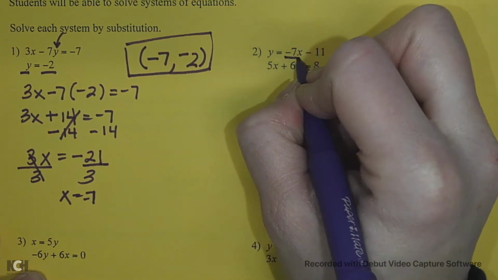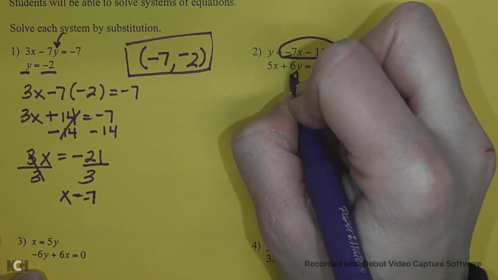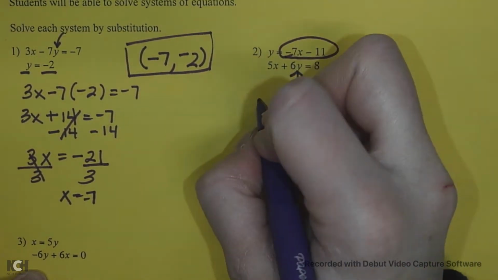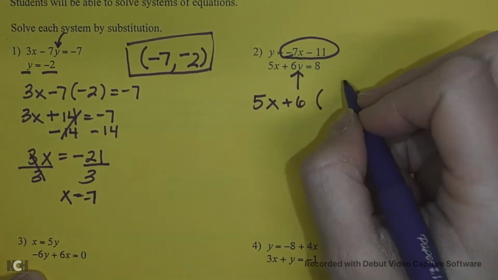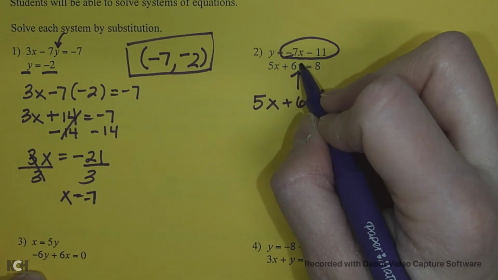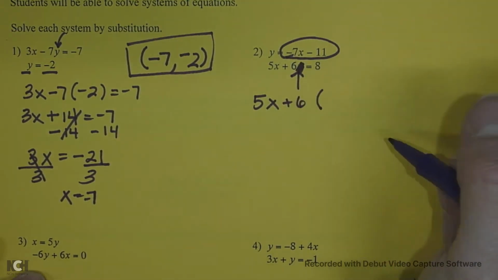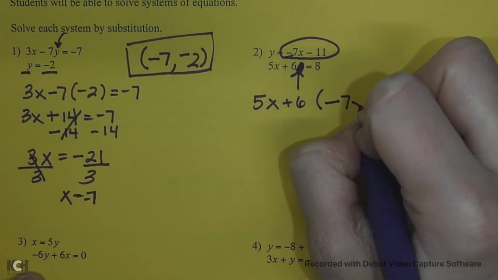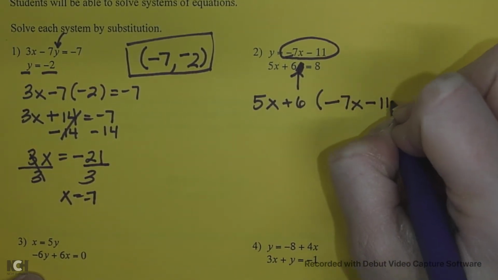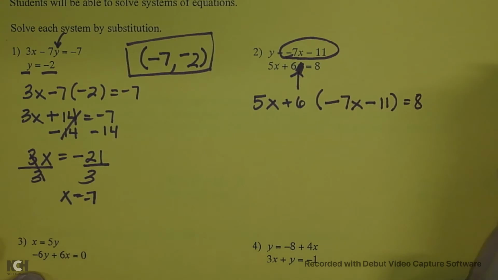Okay, so number 2, this problem, we are going to substitute. We have a y equals, so we're going to take this value and plug it into the opposite equation where y is. So we have 5x plus 6. When you substitute, you always use parentheses. I have to take out my y, so it should not be in my equation, in the bottom equation anymore. Instead, it's what y equals, which was -7x minus 11, and that equals 8.